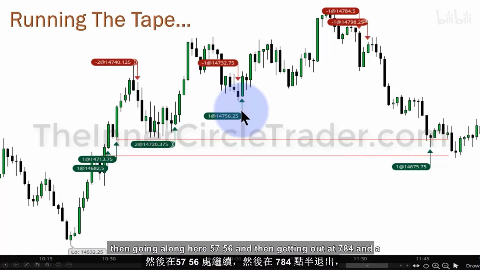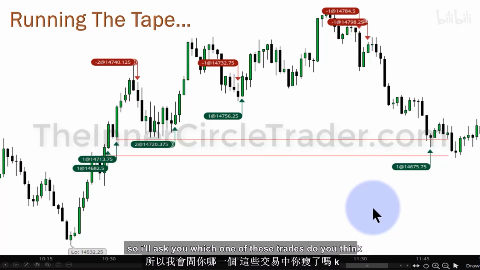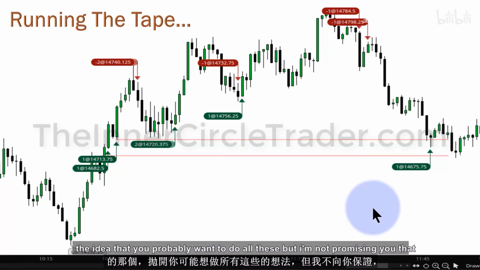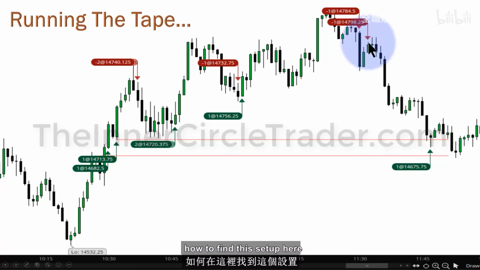Then going long here, 756, and then getting out at 784 and a half. Then going short at 798 and covering at 675. So I'll ask you, which one of these trades do you think is the one that you want to learn? Again, putting aside the idea that you probably want to do all of these, but I'm not promising you that, okay? I'm going to take you into how to find this setup here.